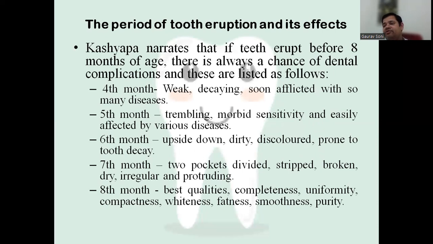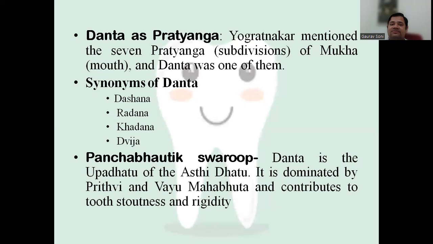Then with the time of eruption, also some characters are given by Kashyap only. So you can see if the first tooth erupts in the fourth month, then it will be decaying and soon affiliated with so many diseases. Fifth month, there will be trembling, morbid sensitivity and easily affected by various diseases. Sixth month, upside down, dirty, discolored, prone to tooth decay. Seventh month, two pocket divided, striped, broken, dry, irregular and protruding. Eighth month, again, it's the best quality: uniform, compactness, whiteness, fatness, smoothness. Whatever is the good quality, it will be in the eighth month.